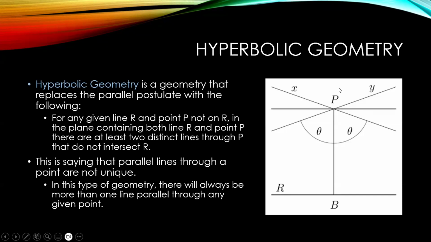What this is basically saying is if we look at this image, the line X and the line Y, we are going to say that they are going to go on forever and ever, as is the line R, but X is never going to intersect with R, and Y is also never going to intersect with R. We're going to say that both X and Y are parallel to R. And so this is saying that parallel lines can go through a point and not be unique. And so there can be multiple lines going through a point which are parallel to a given line. In this type of geometry, there will always be more than one line parallel given a point.